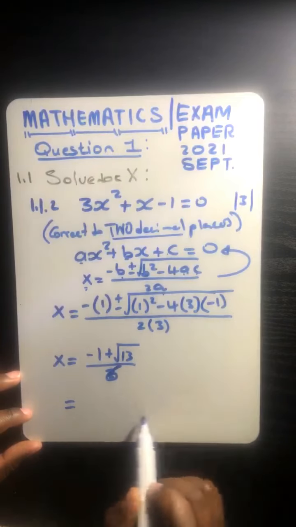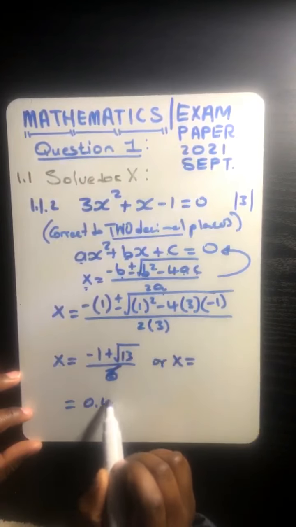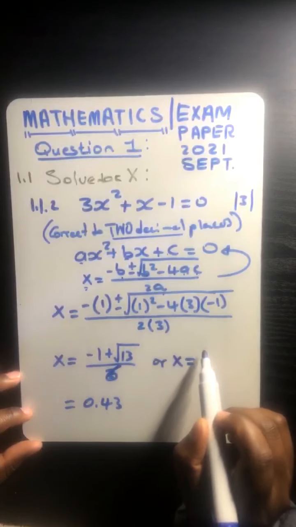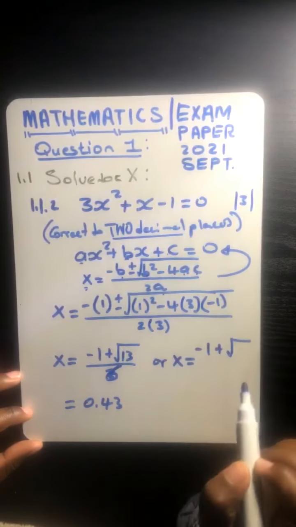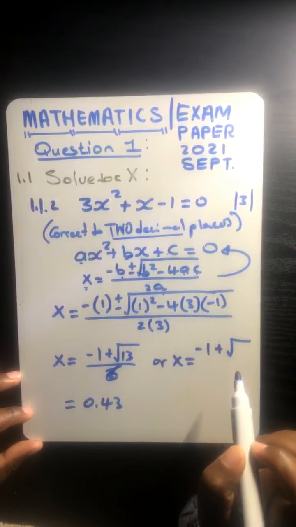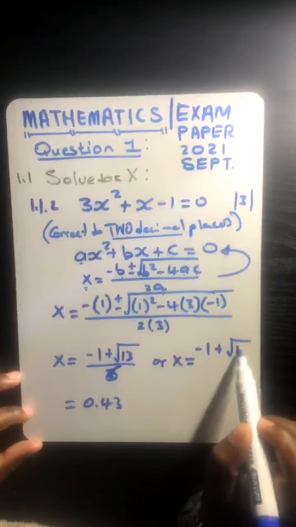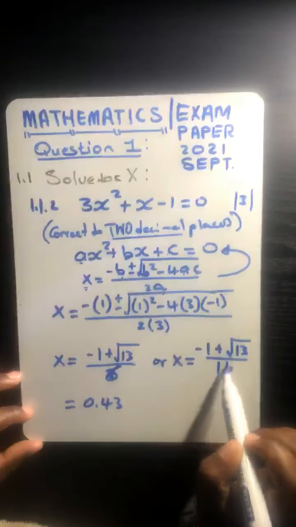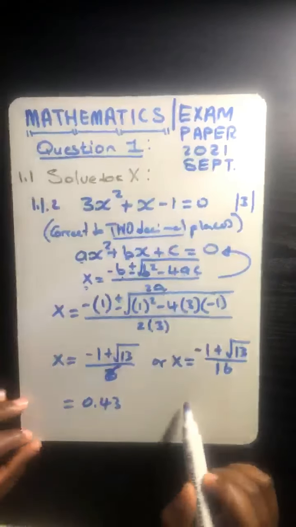Guys, I'm still waiting for an answer for this one of a positive. 0.43. And then for this one, what are we having there? Negative 1 minus square root of 13 over 6. So this is what you're getting when you punch a negative over there. Is it correct, guys? What are you getting as a decimal?